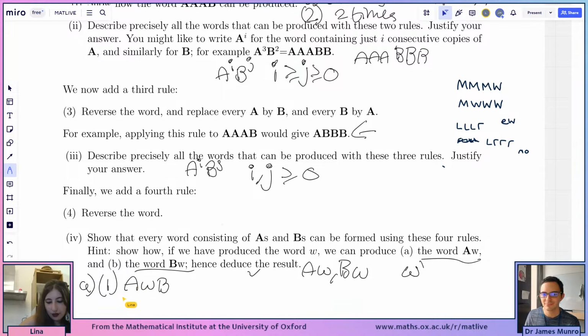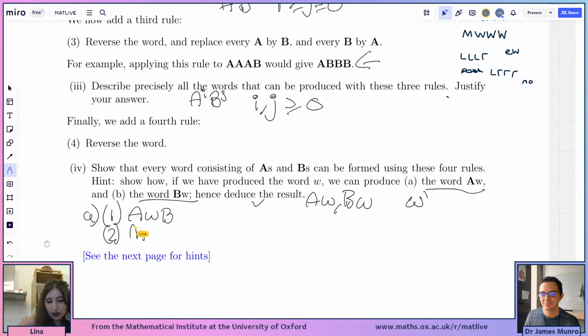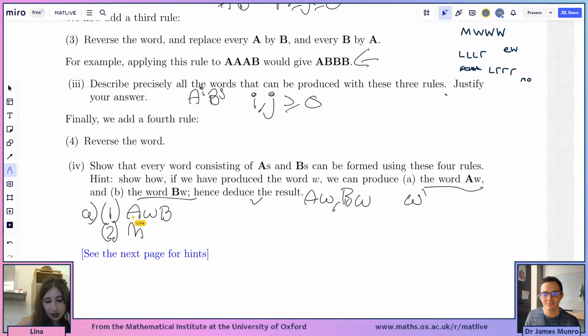And then if we apply rule 2, we get AW, and then we are done. So this proves part A. And now for part B, we want to get BW.